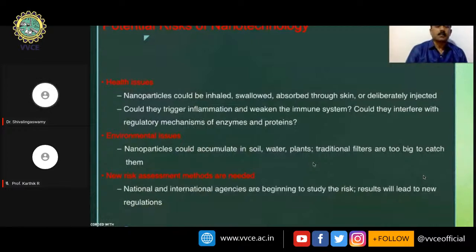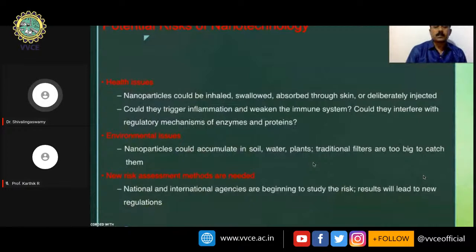People believe that these nanoparticles, when they are inhaled or swallowed or absorbed through skin or deliberately injected, could cause some weakening of the immune system, or they may manipulate the functions of enzymes and proteins present in our body. That is one health issue. So we should be very careful in handling these nanoparticles.